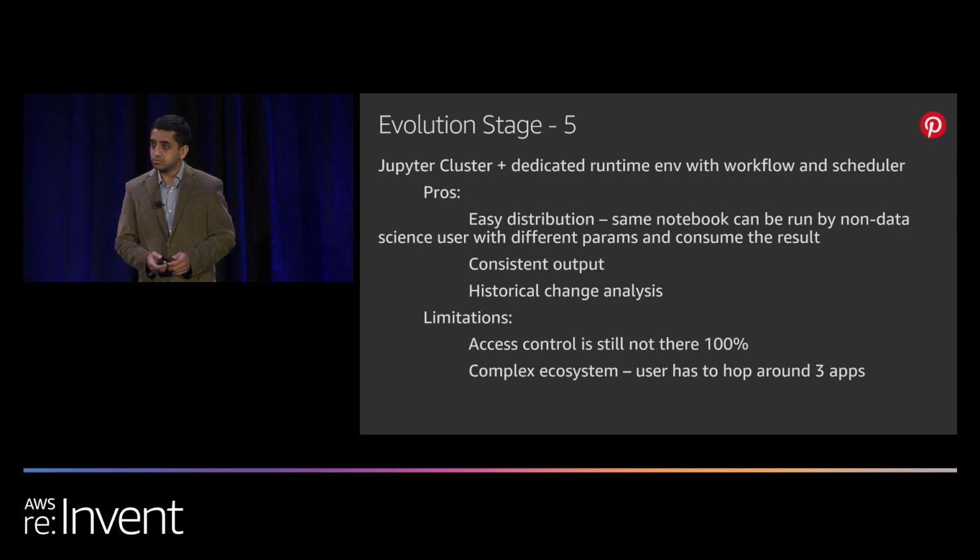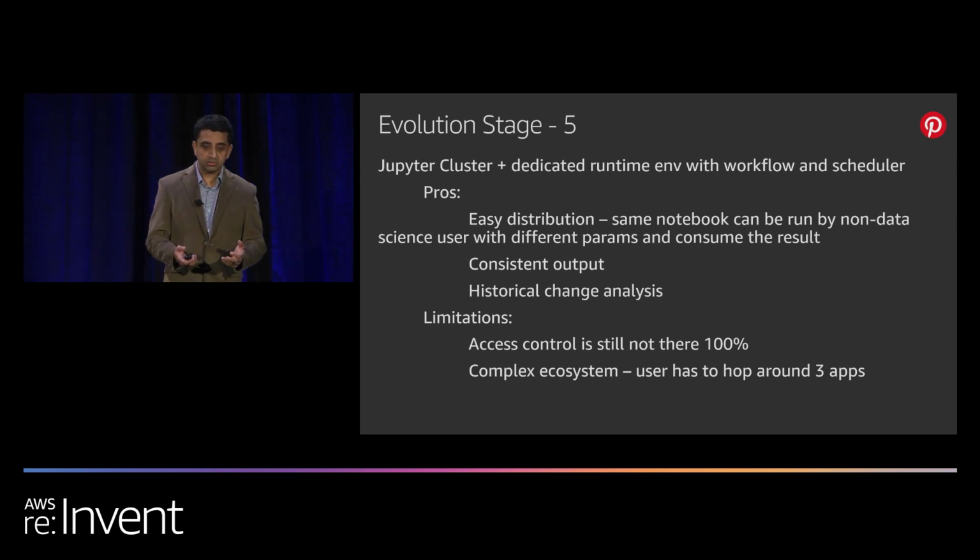Stage 5 is where we are at the moment, and we have a Jupyter cluster with a dedicated runtime environment with workflow and scheduler. The ease of distribution is now a lot better. The output is consistent. The workflow and scheduler is in a particular application called reports. So you can just share the reports link, and they have all they need. And you can see the historical change. Like if you have run this notebook two years ago, you can see how the output was and how the output is now, what all things have changed.